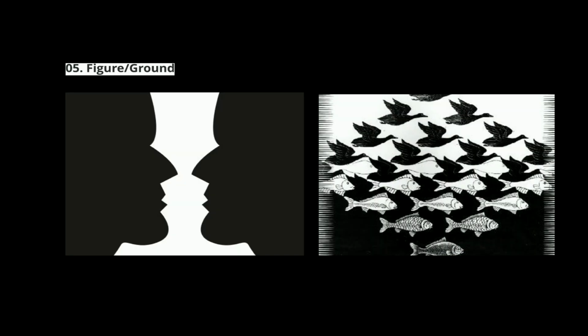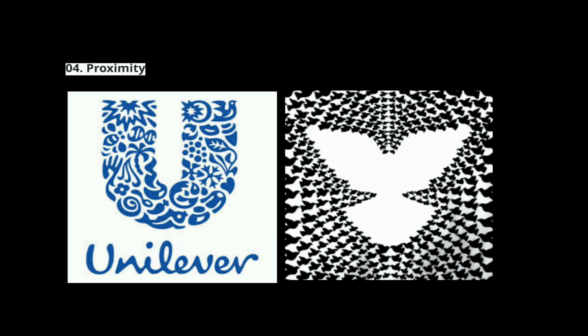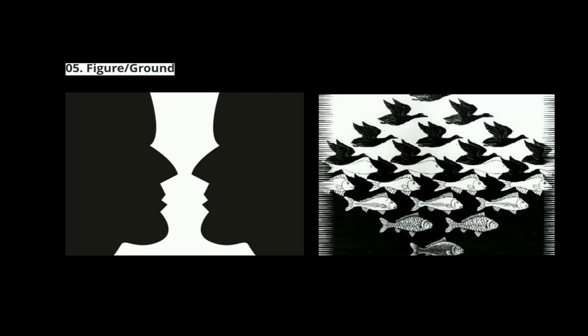Number 5 is the figure ground. Oh, no, wait, that's the M.C. Escher right there. I forget who this one is. I'll have to double check that for you guys, with the bird. But that's the M.C. Escher on the right with the fish and the birds.